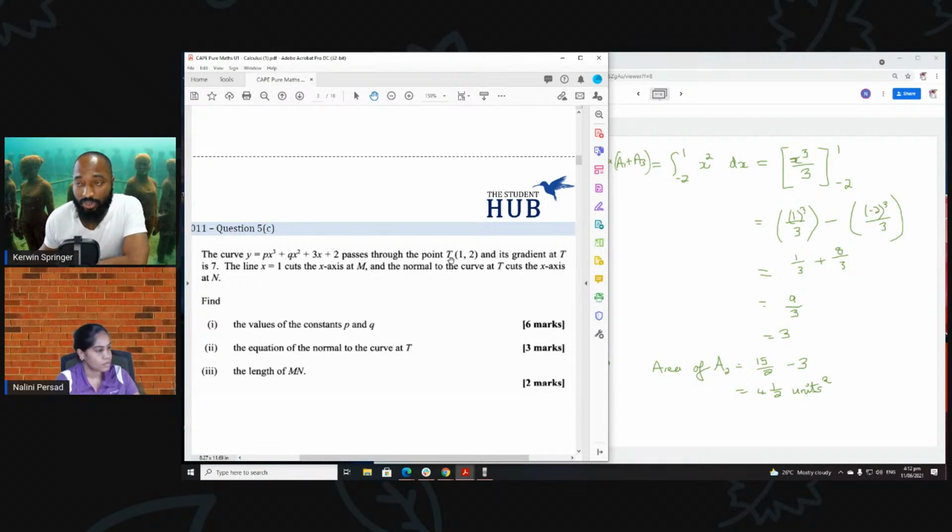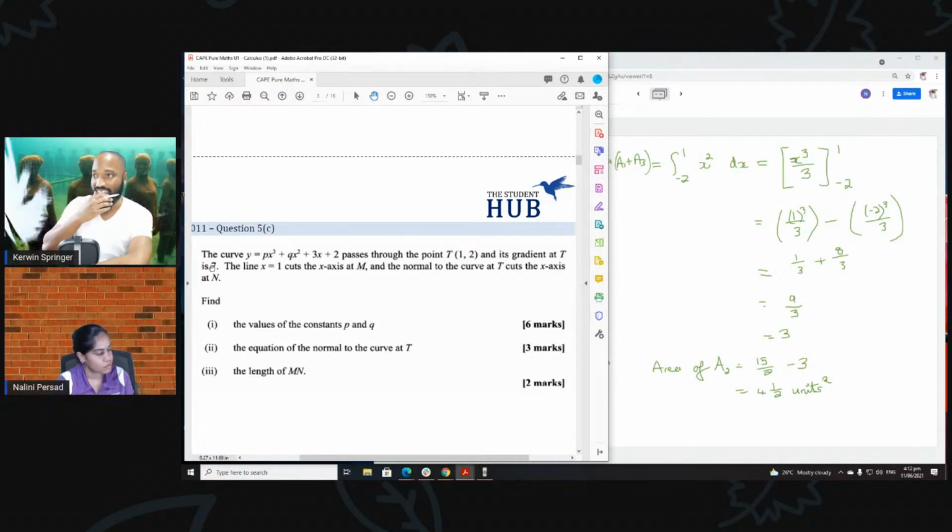It passes through the point T, which is 1, 2. So we could do a little 1, 2 substitution here and probably get an equation. And then we could differentiate the equation so we can get the gradient function, and then we'll substitute again. We'll substitute 1, but you can't substitute the 2. The 2 is the y coordinate. If we substitute 1, we expect to get the gradient. So substitute 1 and equate it to 7.